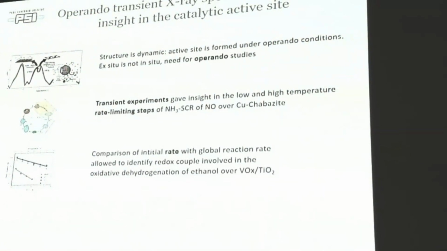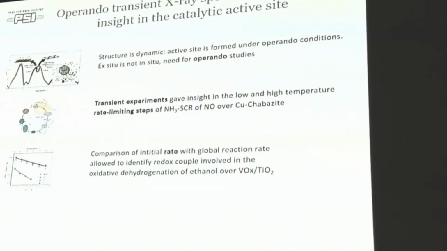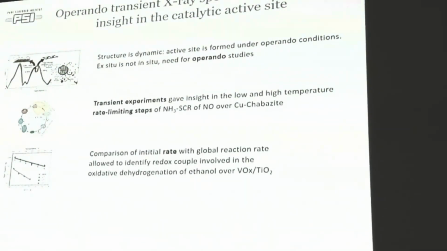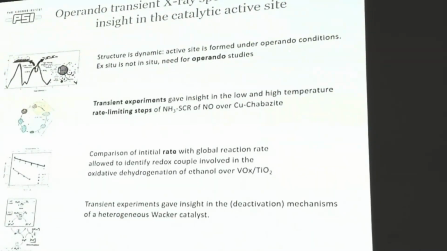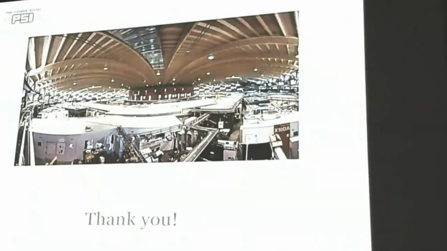I showed that these time-resolved experiments are also very helpful to get information on rates of structural change. This could be changes in oxidation states of your redox couples. This could also be changes in your nickel coordination. And here we show, by comparing the rates of change in the redox states, that the vanadium 5 plus, 4 plus redox couple is involved in the process of oxidative dehydrogenation of ethanol. And the last example is an experiment where you combine typical kinetic experiments with these transient experiments to get insight into the mechanism of the heterogeneous Wacker catalysis as well as the deactivation mechanism. This is a slide showing the beamline where the data were collected. Thanks a lot for your attention.